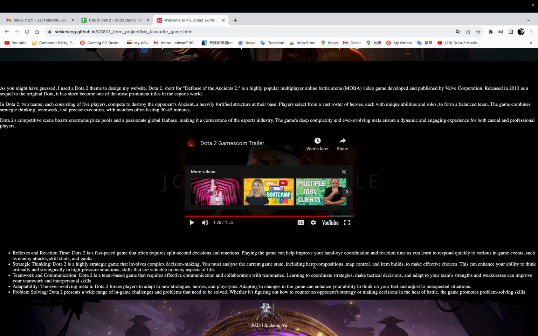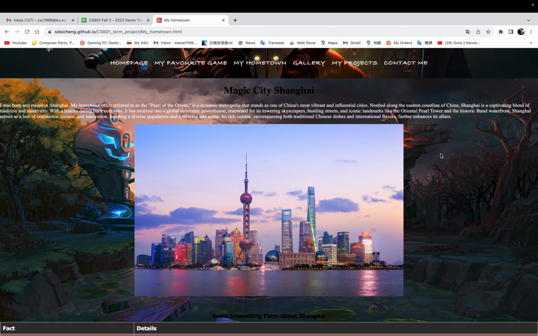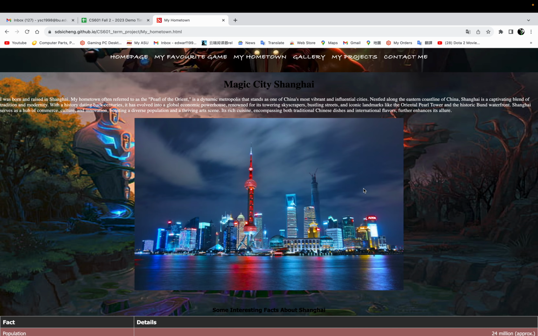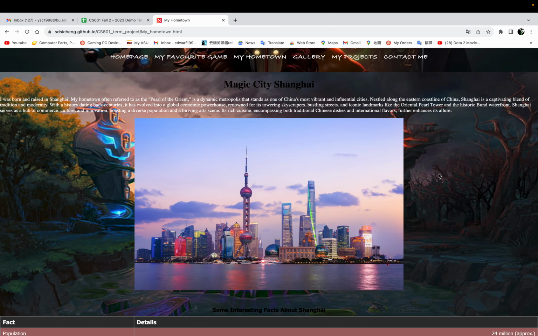And in the third page, I'm gonna introduce you to my hometown, Shanghai. I was born in Shanghai, and my hometown is referred to as the Pearl of the Orient. It's a dynamic metropolis that stands as one of China's most vibrant and influential cities. So it has a lot of metropolis, as you see. I also use this view to show you that when you hover the mouse over it, you can see the night view of Lujiazui. And when you remove it, it becomes day again.